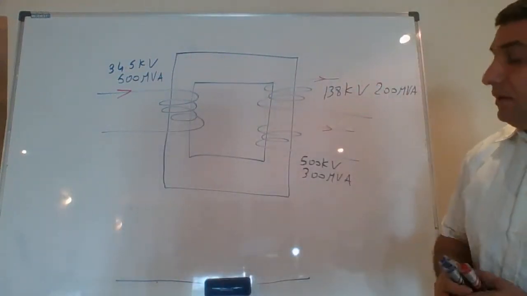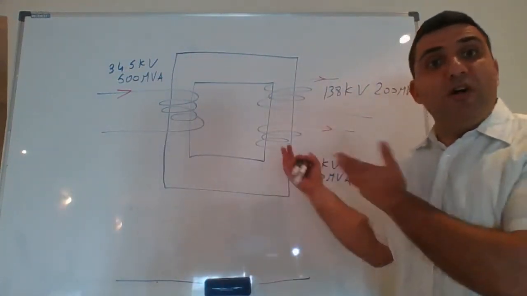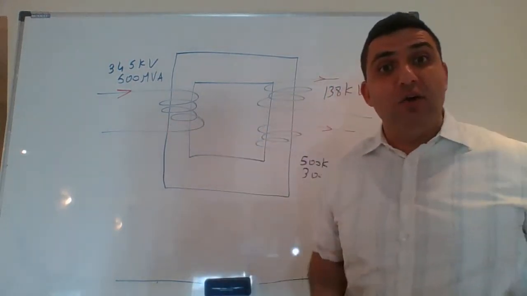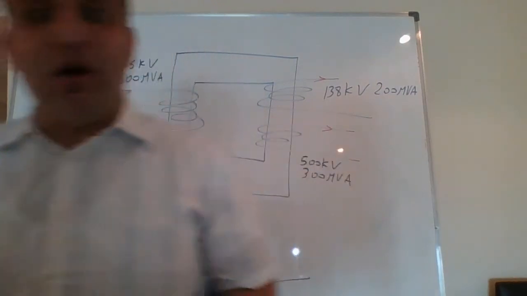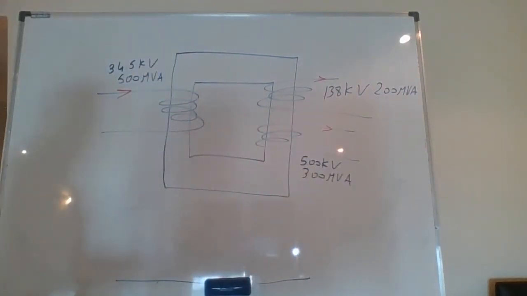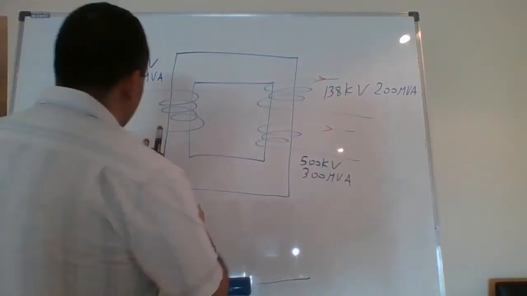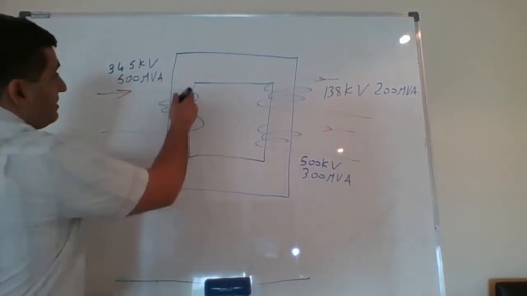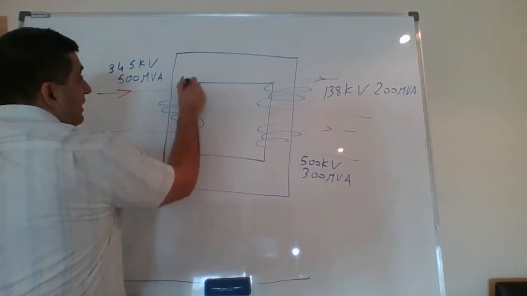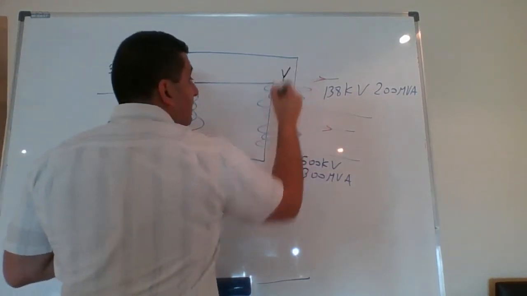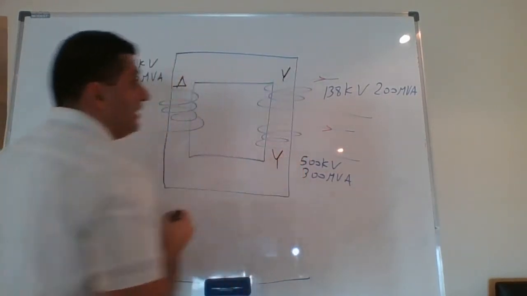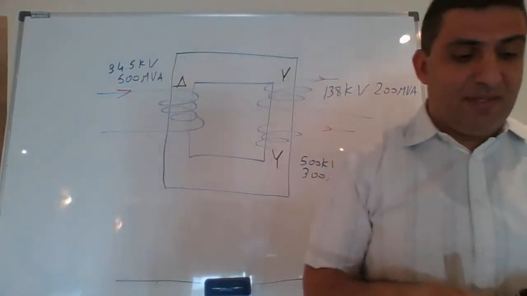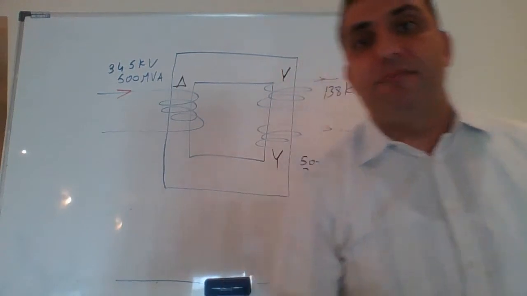Now I need to distinguish what sort of transformer this is. Is it delta-Y, Y-delta? What sort of arrangement do I have in front of me? I want to assume, pay attention to this, that this winding here is connected as a delta, this winding is connected as a Y, and this winding is connected as a Y. Remember, I'm talking about a three-phase system.